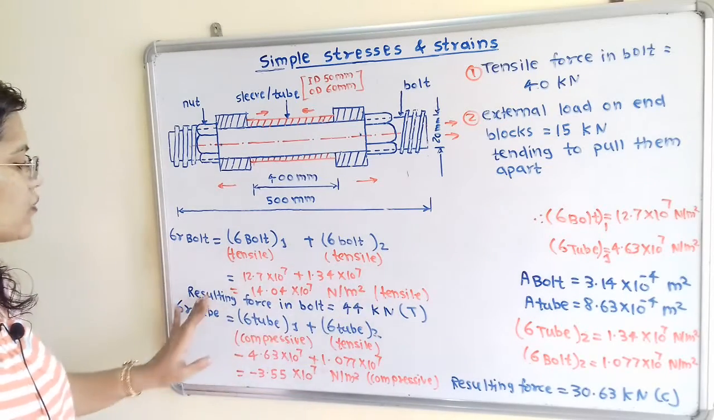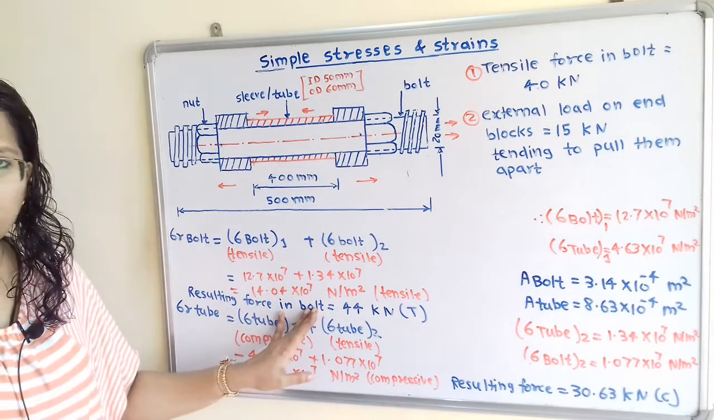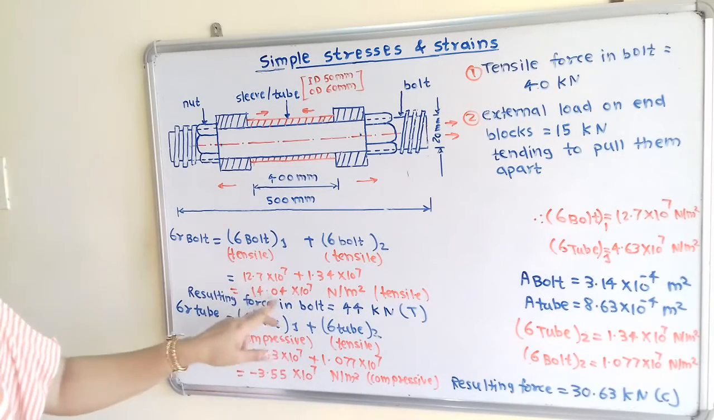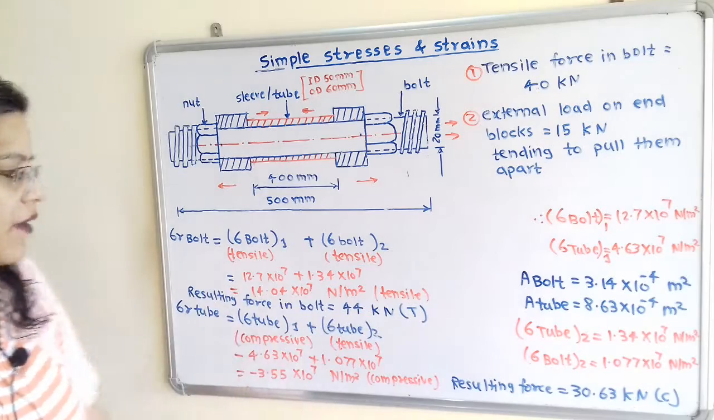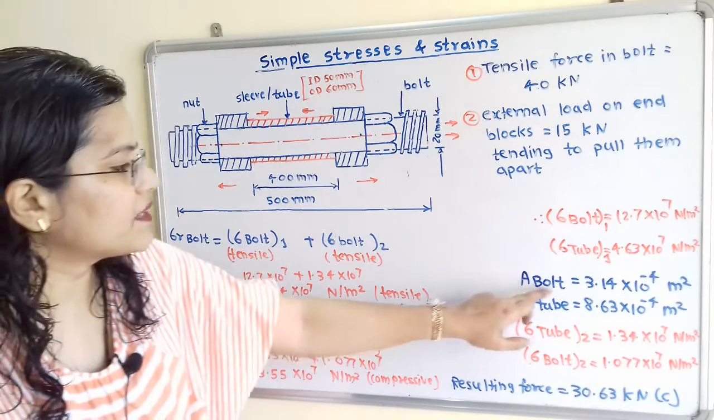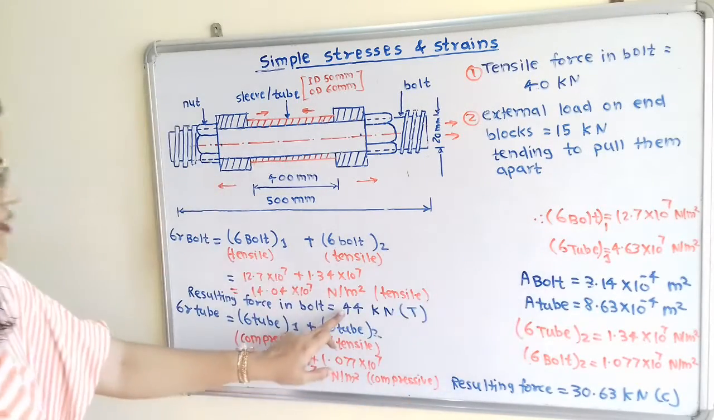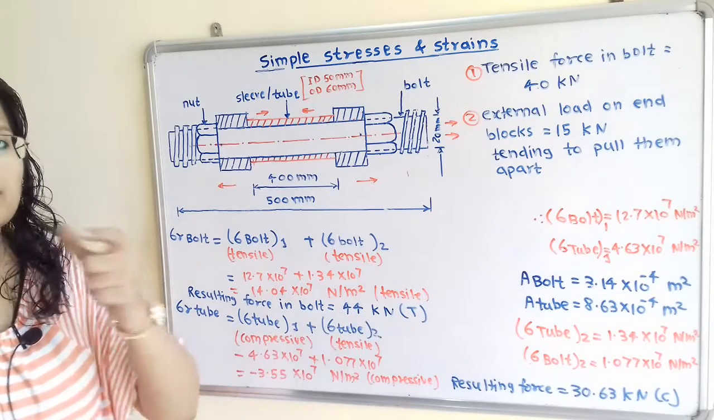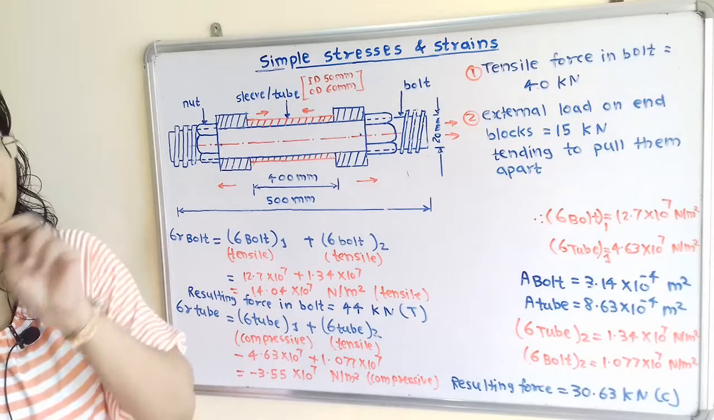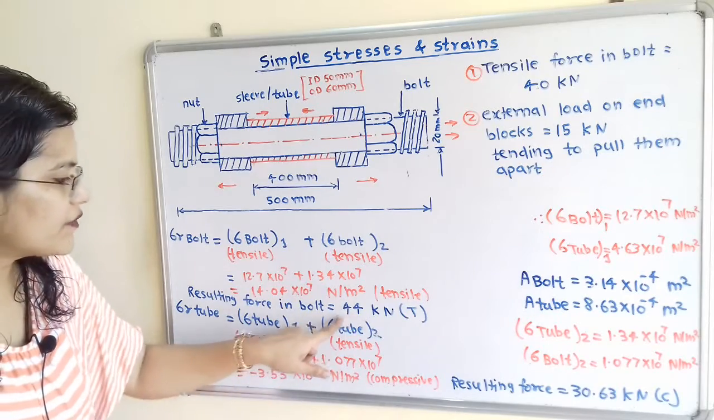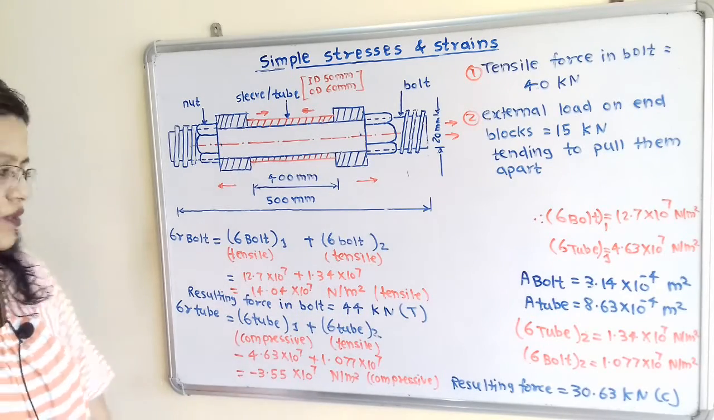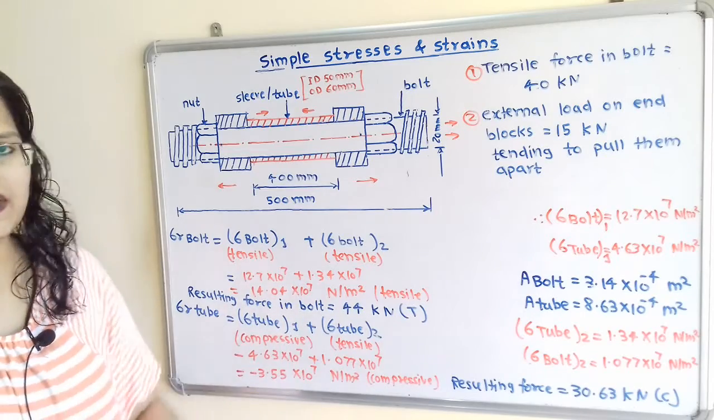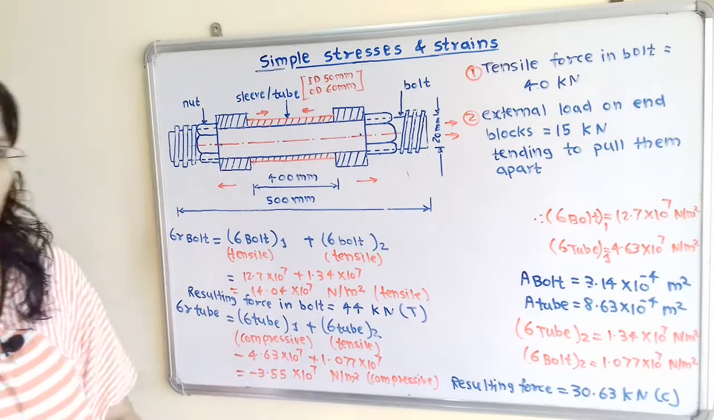Now how to calculate the resulting force in the bolt? So the stress multiplied by cross sectional area. So when we multiply it with cross sectional area of bolt, then we will get answer 44 kilonewton. So in calculator we will get answer in Newton, but we will convert it into kilonewton, and the type of force is tensile because magnitude is positive.